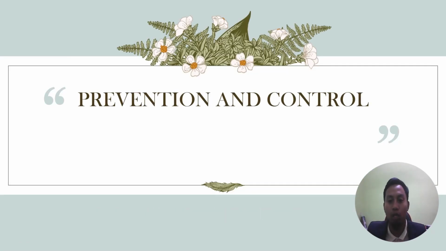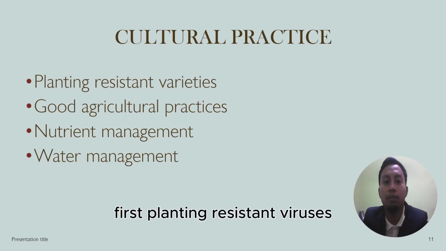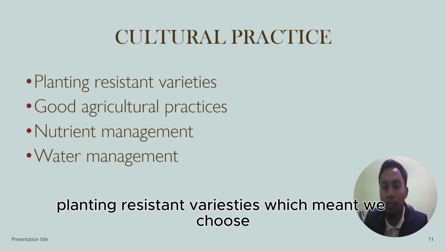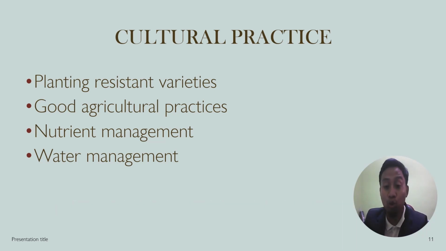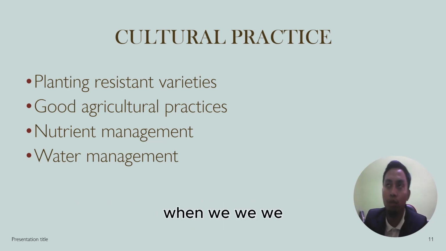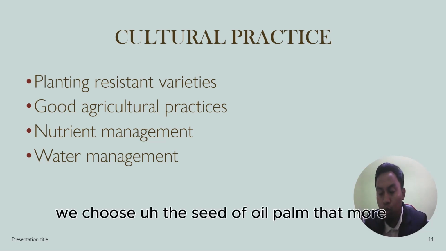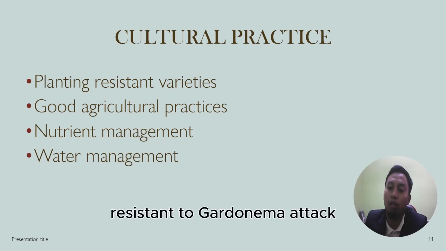Prevention and control. Cultural practice. First, planting resistant varieties, which means we choose oil palm varieties known for their resistance to Ganoderma. We choose the seed of oil palm that is more resistant to Ganoderma attack.